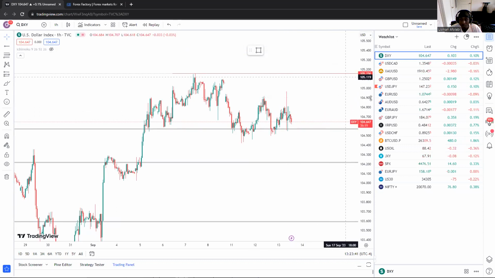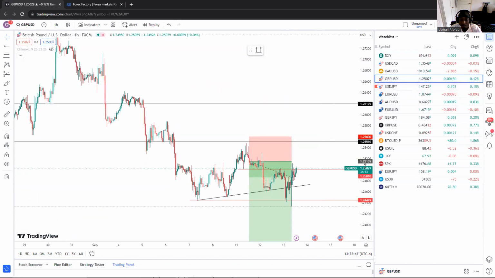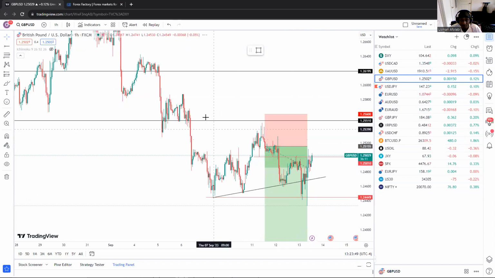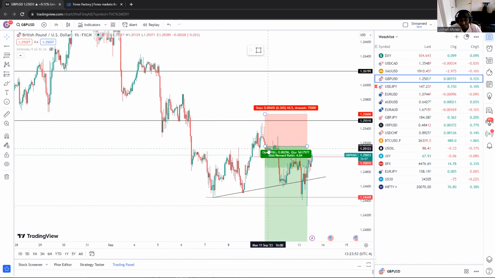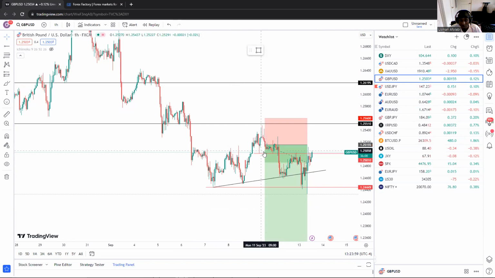So I was in a couple of trades. I made a video about the GBP USD trade that I took, right? We had a break of the structure followed by a retest. And somewhere around here, I took a sell entry, expecting price to continue downwards, right?